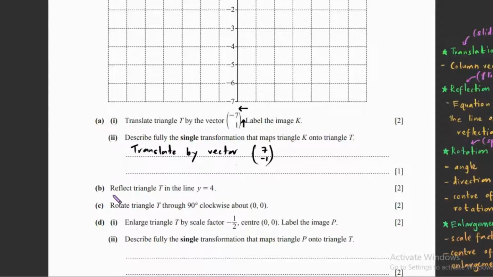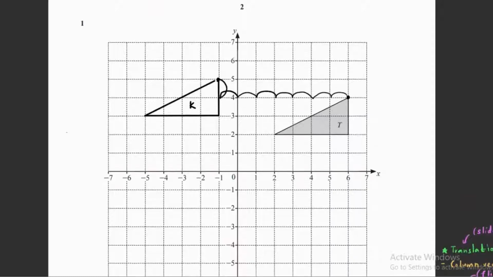The second part of the question, B, reflect triangle T in the line y is equal to 4. So first I need to draw the y is equal to 4 line. This will be that y is equal to 4 line because y is equal to 4 means the straight line has to pass through the y-axis at 4. That's the meaning. So I need to do a reflection.